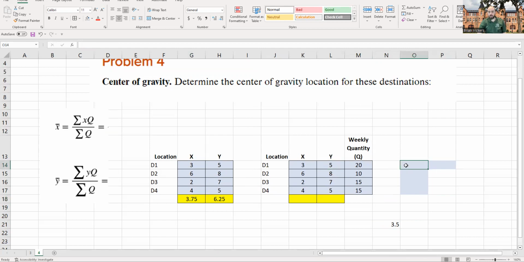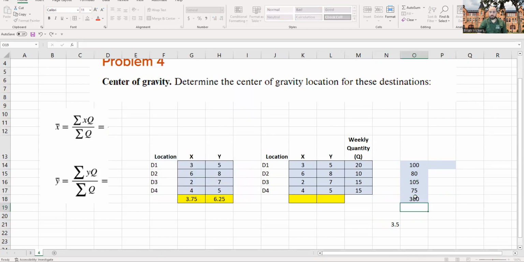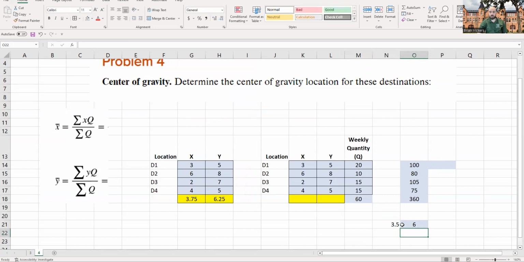We're going to have 5 times 20 is 100. 8 times 10 is 80. 7 times 15 is 105. 5 times 15 is 75. Okay. So now we need the sum of all of those. So let's add those together. 100 plus 80 plus 105 plus 75 is 360. We've got 360 for the sum of my products. Now again, the sum of the quantities was 60. So I need to take 360 and divide by 60. And I get 6. So my x, y coordinates would be 3.5 and 6 if I'm doing it by hand.